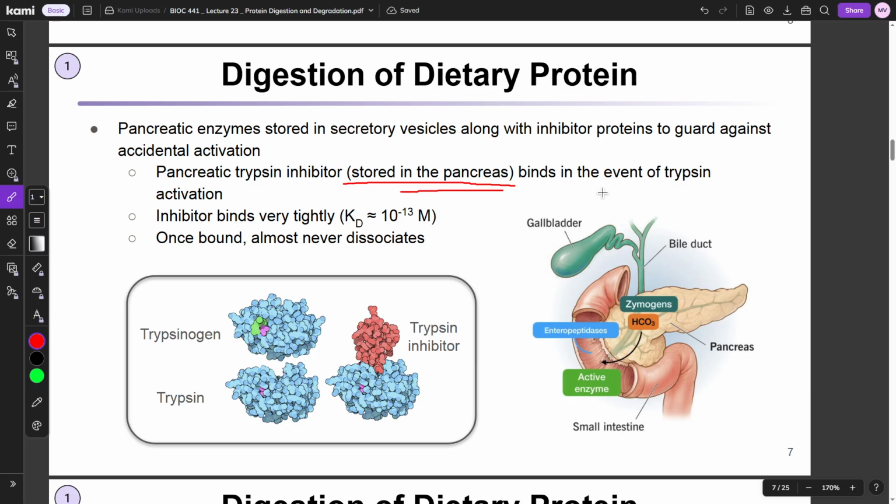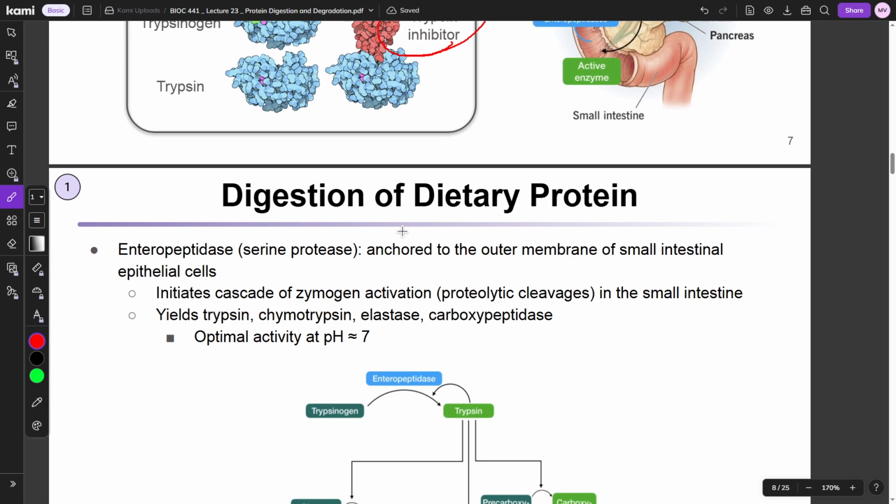So just in case one of the trypsinogens in the pancreas becomes active for whatever reason, there's also a second line of defense in the form of these inhibitors within the pancreas that bind and inhibit the trypsin. And once those things bind, they stay bound. Remember that a low KD means a very high affinity. So it pretty much never dissociates. So it kind of just kills off the enzyme's ability to do anything, if you will.